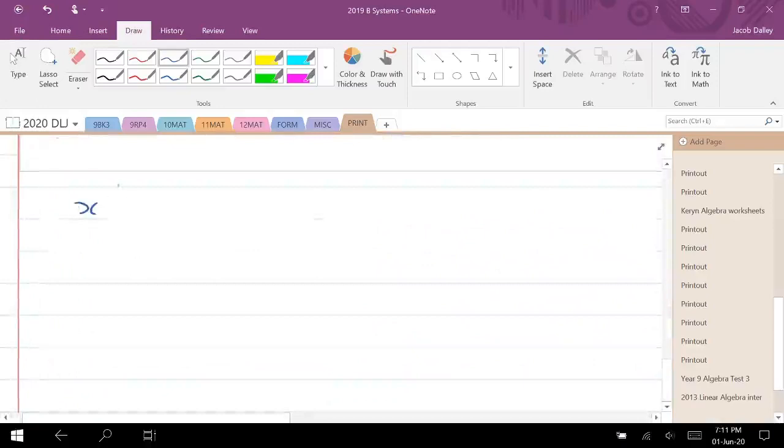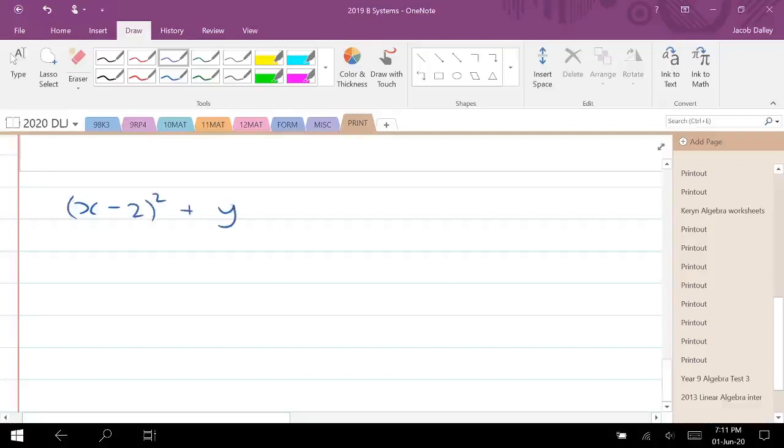(x minus 2) squared plus y squared equals 20. That was equation 4. And y equals negative 3x plus 16 is our equation 5.